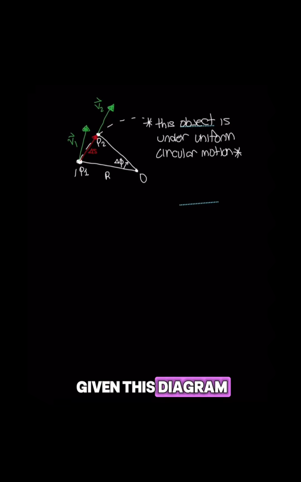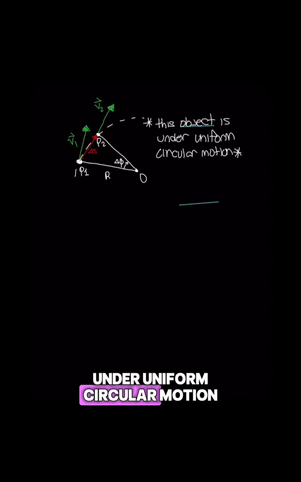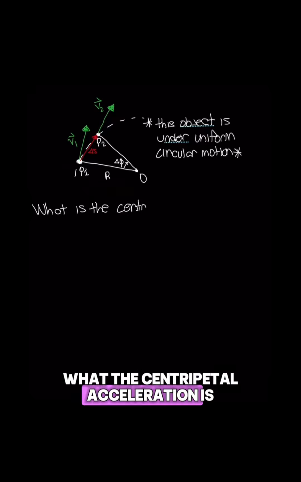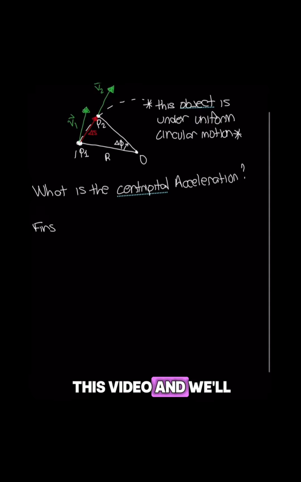So let's say you're given this diagram and they tell you that this object's under uniform circular motion. Could you tell me what the centripetal acceleration is? If not, continue watching this video and we'll look at it together.